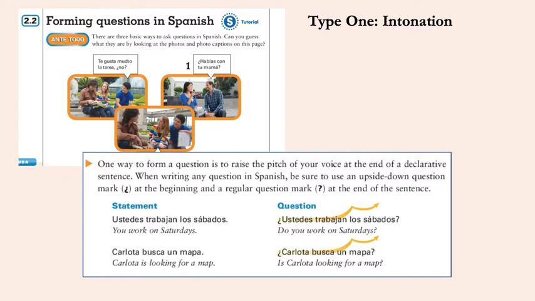For example, in a statement, ustedes trabajan los sábados, sort of goes down in a way, right? But as a question, ¿ustedes trabajan los sábados?, the pitch of your voice rises. Same thing with Carlota busca un mapa. ¿Carlota busca un mapa? So you'll note that the syntax and the order of the sentence and the words are identical. The only thing that changes is the intonation.